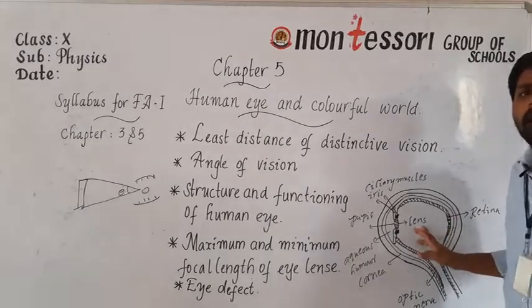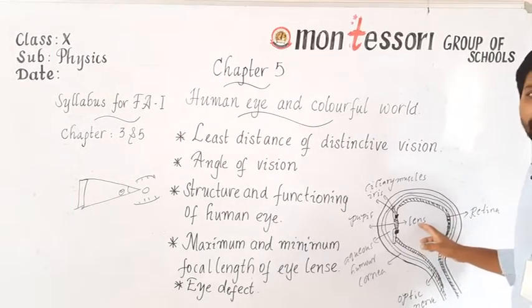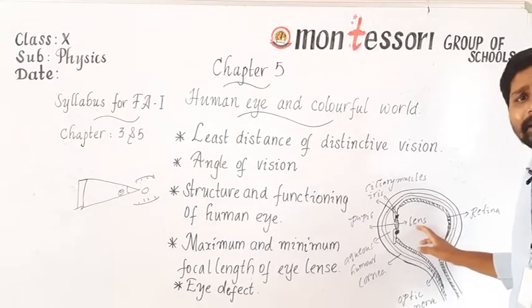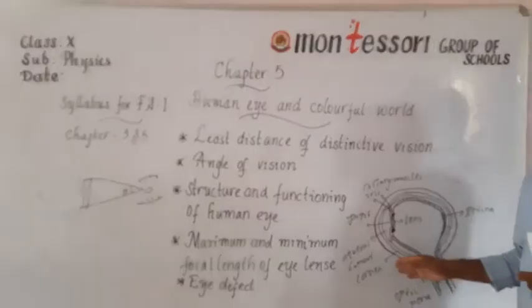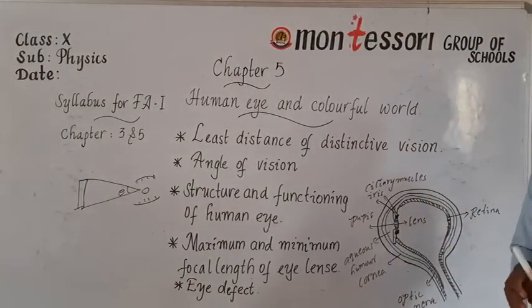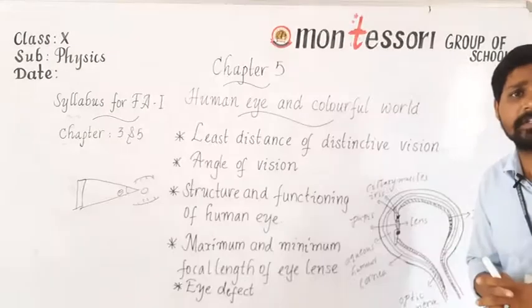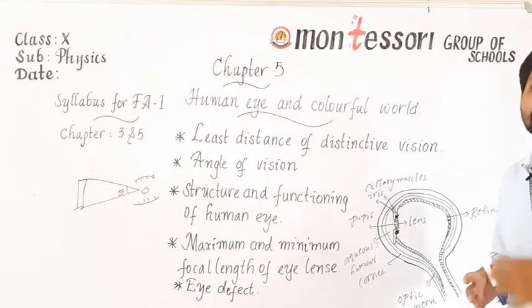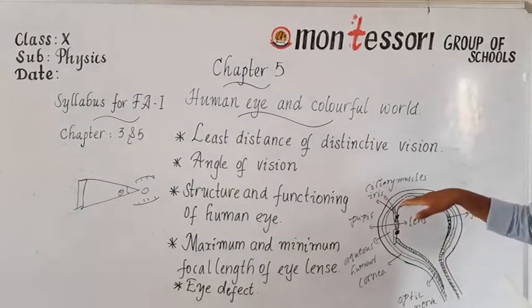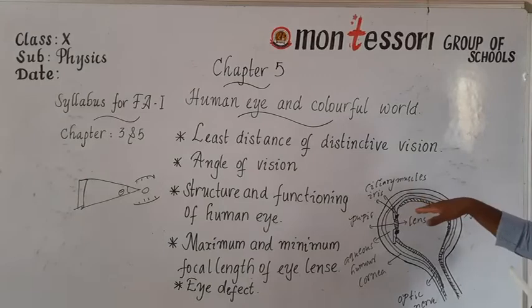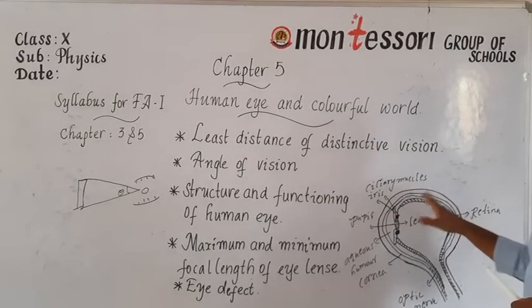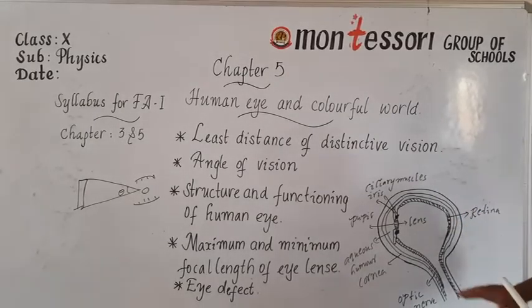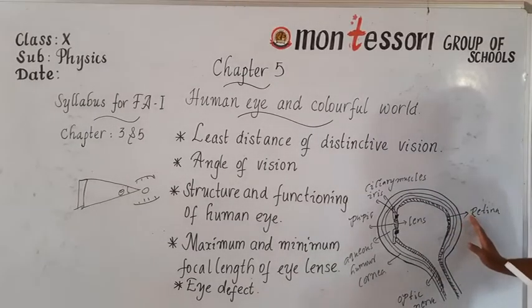Lens is hard at the middle, and whenever you move to the end, then it becomes soft. Generally, a double convex lens is present in our human eye. So whenever the light falls on this eye, the light enters with the help of the pupil onto the lens. The final image will be formed on the retina. Retina acts as a screen.